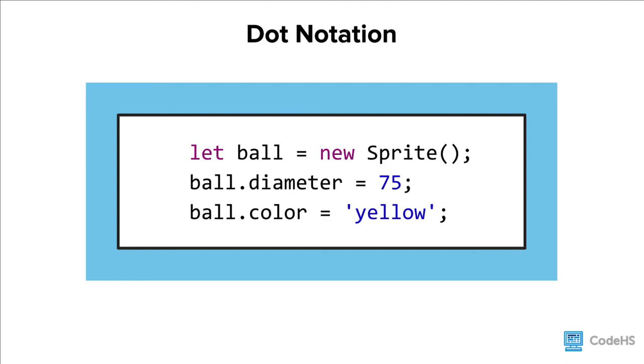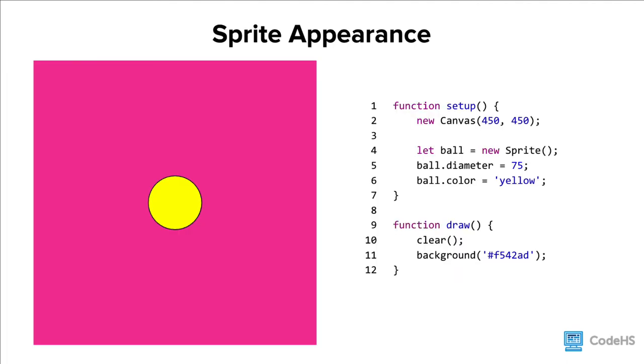Let's take a closer look at how sprite properties are used with dot notation. Here we have our yellow ball on the pink canvas. The ball sprite is first created in the setup function. Then, the ball sprite's properties of diameter and color are assigned values using dot notation. Sprites automatically position themselves in the center of the canvas whenever the sprite's X and Y properties are not defined. That's why our yellow ball appears in the center of our pink canvas.